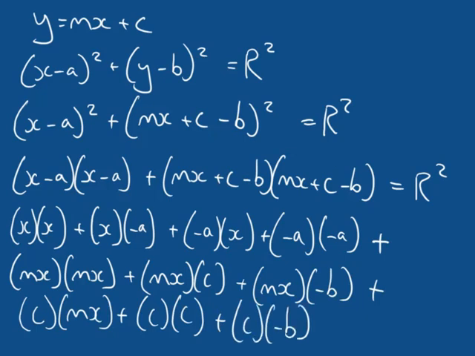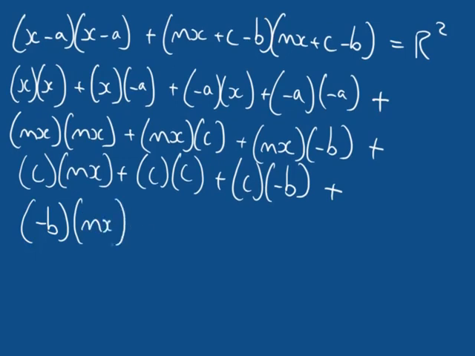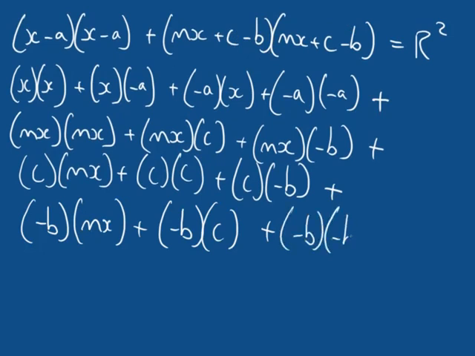I'm going to scroll down just a little bit. Then we're going to add to that minus b multiplied by mx. Add to that minus b multiplied by c. Then we're going to add to that minus b multiplied by minus b, which is equal to r squared.